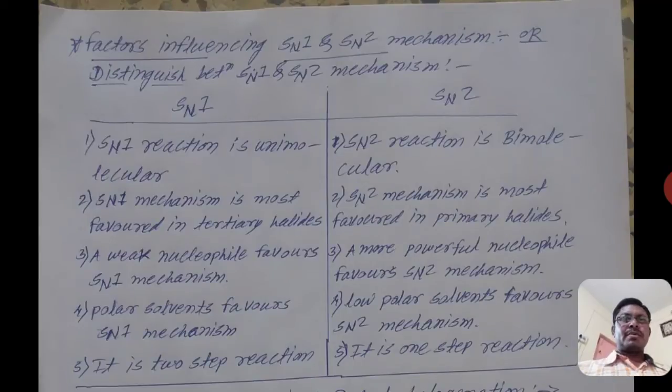That is the reaction mechanism of SN1, nucleophilic substitution unimolecular reaction, and SN2, nucleophilic substitution bimolecular reaction. The next point is the factors influencing SN1 and SN2 mechanism, or distinguishing between SN1 and SN2 mechanism. The factors influencing contain some points. The SN1 reaction contains some points, and the SN2 reaction also contains some points.